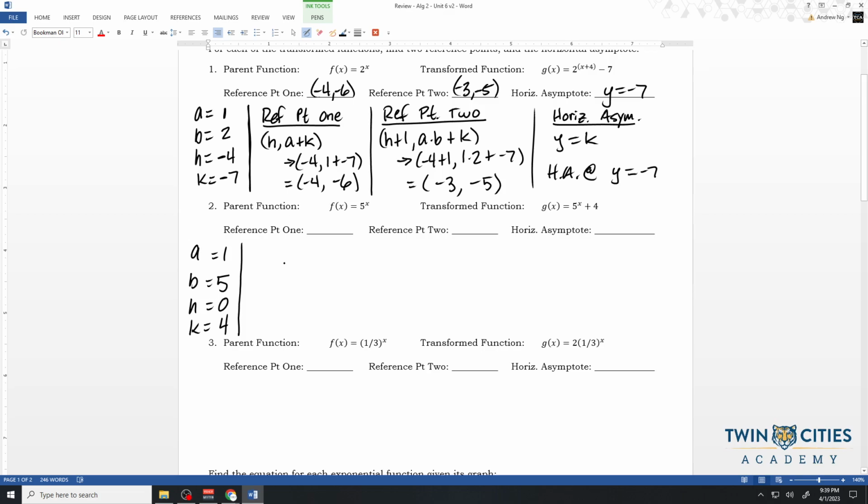Okay, for the first reference point, this will be h, comma, a plus k. So what do I have here? 0, and then a plus k is 1 plus 4. So this will give me 0 and 5. The first reference point is 0, 5.